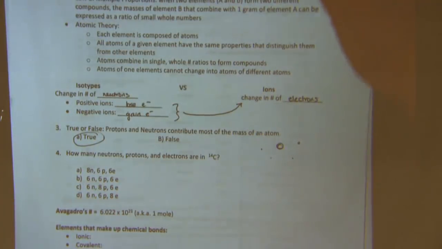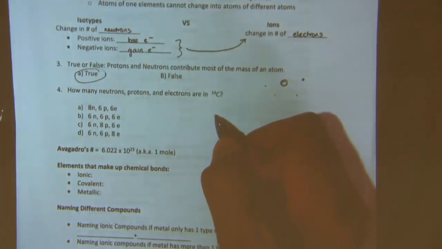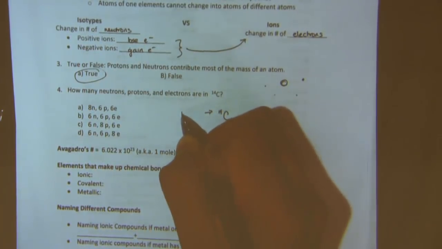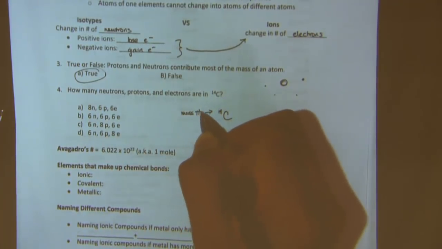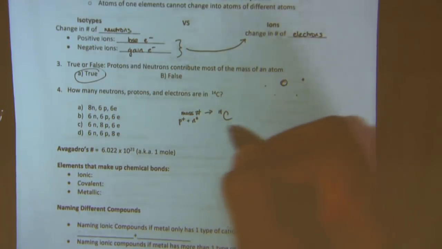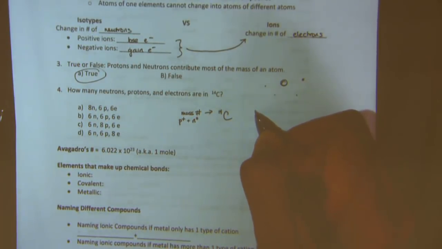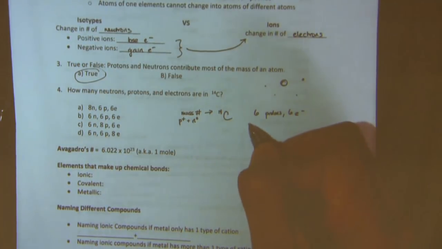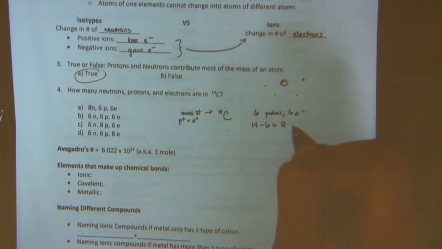So how many neutrons and protons are in the carbon-14 isotope? So this represents our mass number, and our mass number is just protons and neutrons. So in this case, we know that carbon has 6 protons, 6 electrons, and so we would just take 14 minus 6, and we would get a total of 8 neutrons. So our correct corresponding answer should be A.